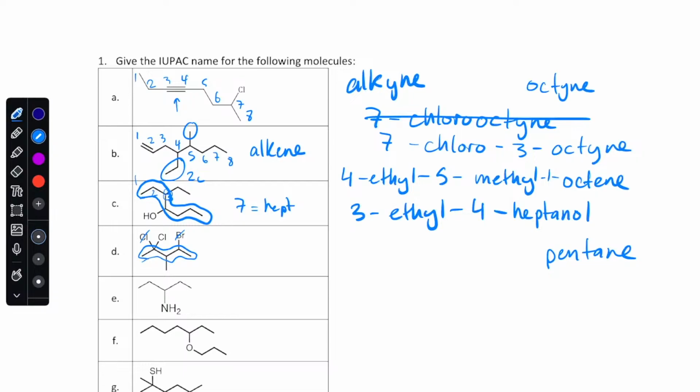What did you say this group was called? This is just an alkane with halides attached, so we call it an alkyl halide.